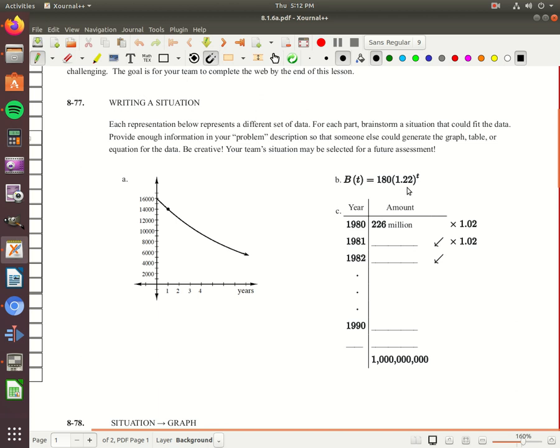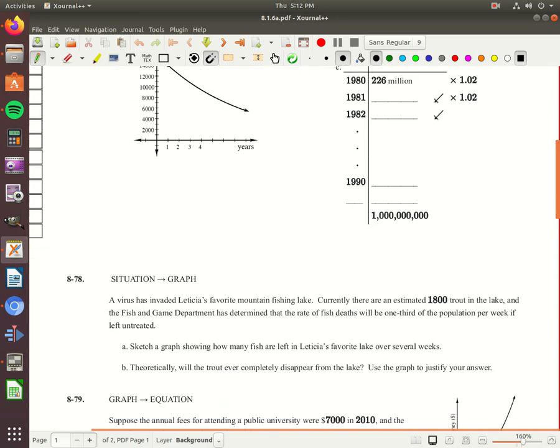For B, you started with $180 and gain 22% compounded yearly, which would be awesome. That would grow so quickly you wouldn't believe it. Anyway, here we can say 226 people lived in the country in 1980 and it gained 2% population growth each year. So those would be some situations that would represent the graph, the equation, and the table.